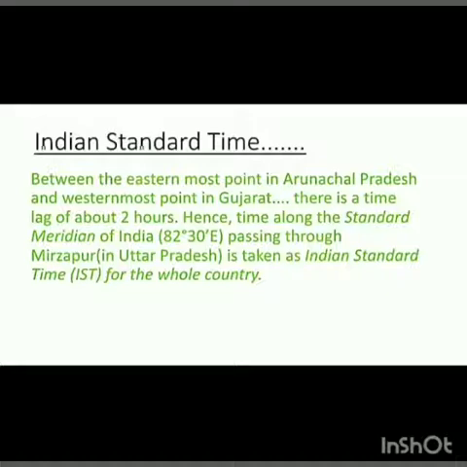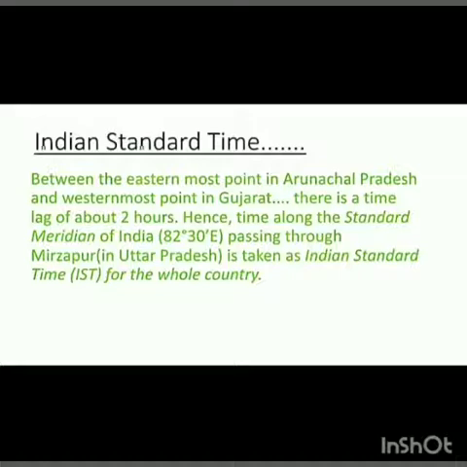So to avoid this confusion in the time of Arunachal Pradesh, or we can say in the western part of the country and in the eastern part of the country, time along the standard meridian of India is taken as Indian Standard Time or IST for the whole country. This standard meridian of India is at 82 degree 30 minutes east and it passes through Mirzapur in Uttar Pradesh.